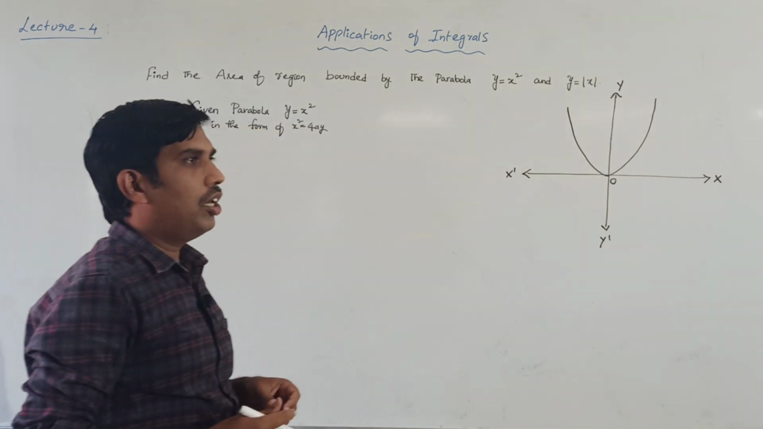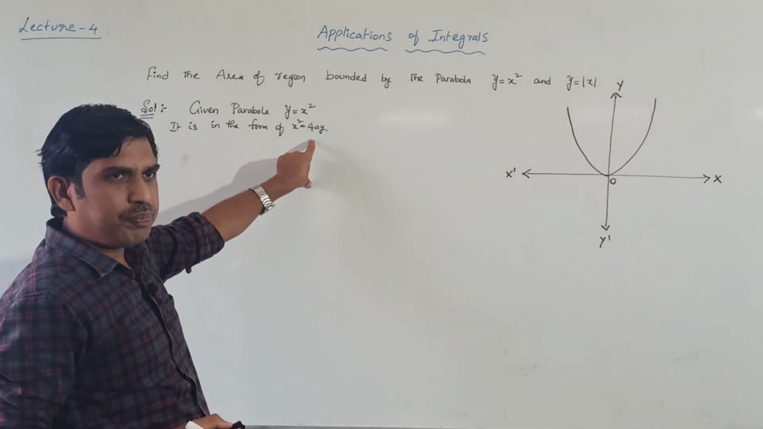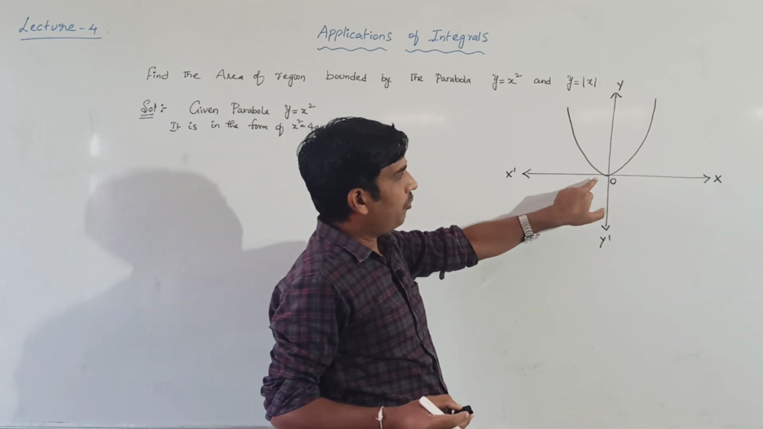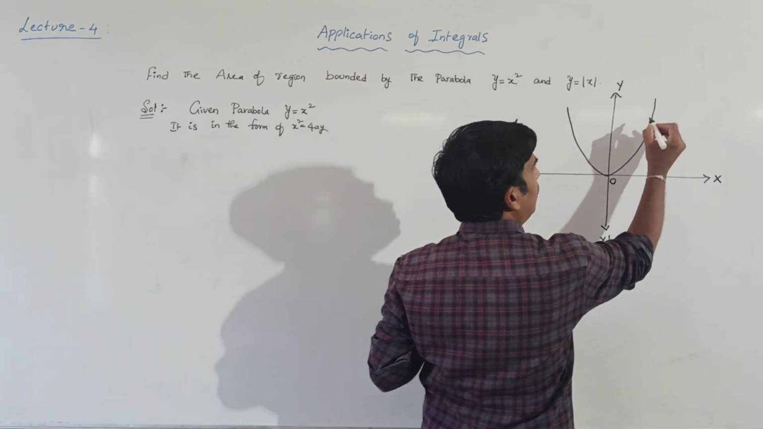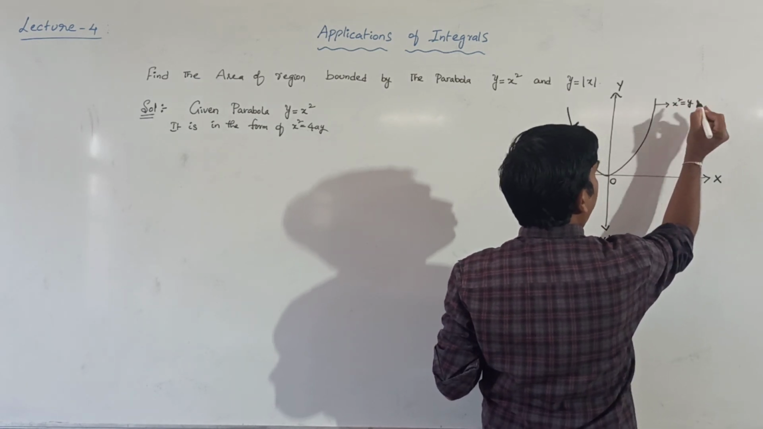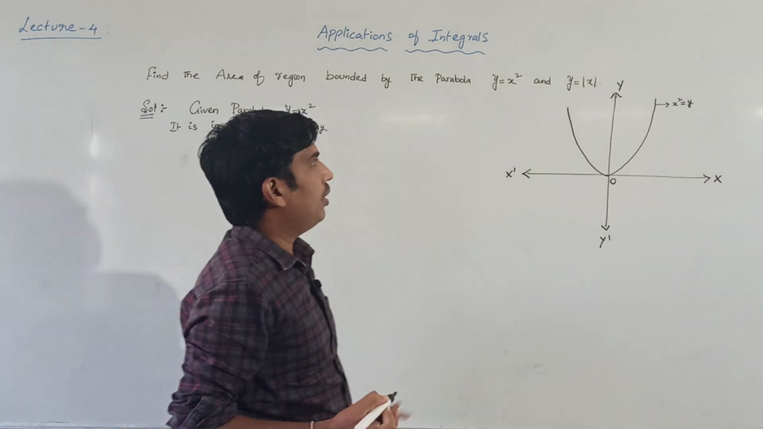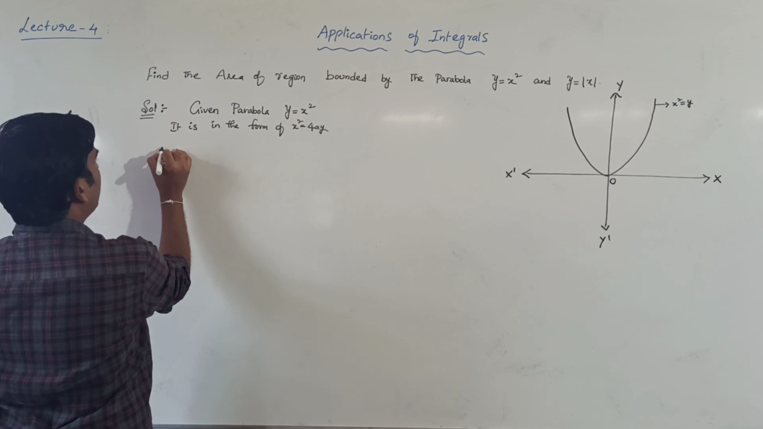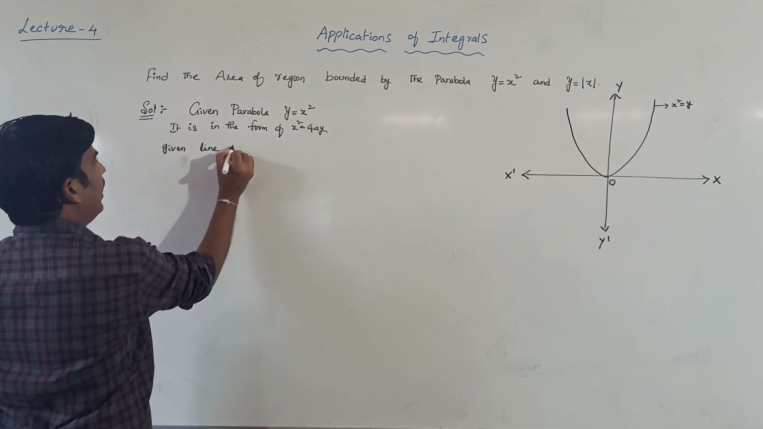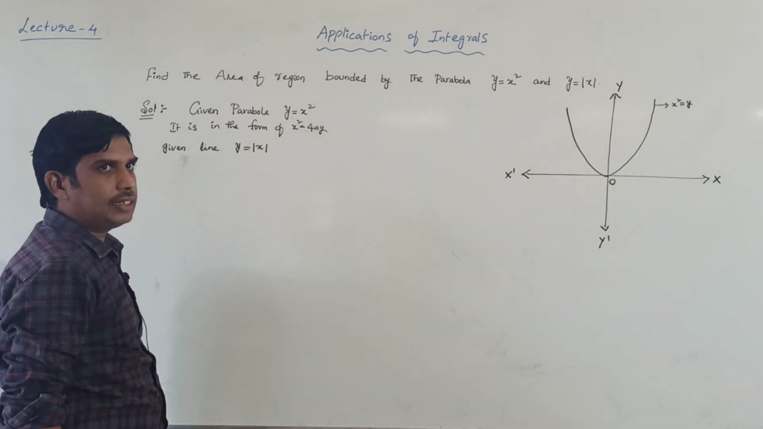So given parabola, it is in the form of x square is equals to 4ay, which represents upward parabola with vertex at origin. So this is x square is equals to y. Next, given line y is equals to modulus x.